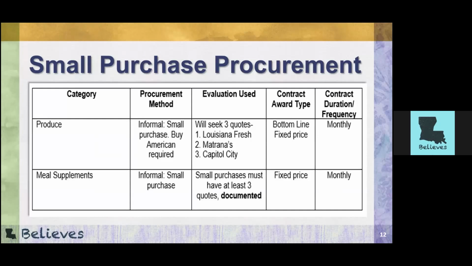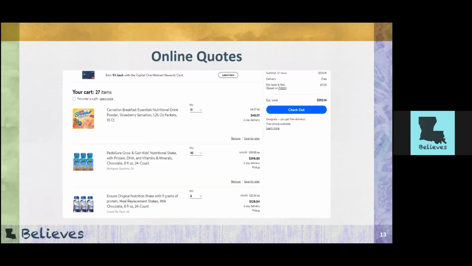We just have to always remember that if our quotes in a year add up to more than $30,000, then we've used the wrong procurement method and we should have used the formal procurement method. You can also use online quotes as sources for small quotes. Just make sure that, again, you print that online quote and keep it for your documentation.